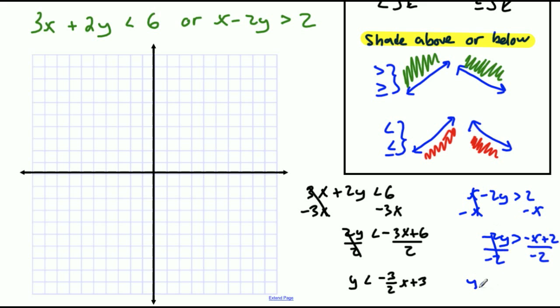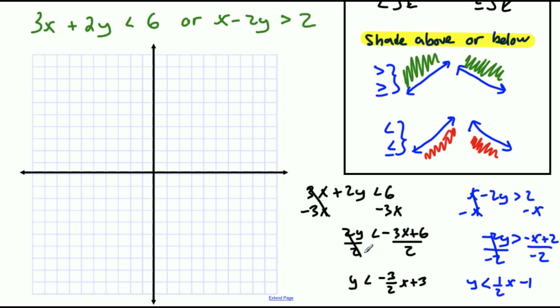So I have y, notice that I just divided by a negative. So this is going to go from a greater than to a less than, 1 half x minus 1. Okay, so this right here is a 1 over 2, and then positive 2 divided by negative 2 is negative 1. So these are the two that we actually want to graph and then shade.